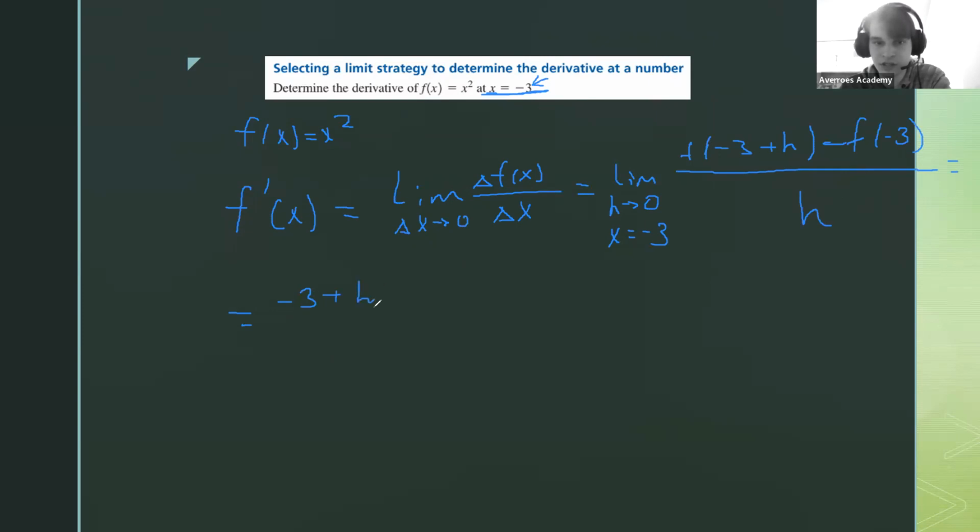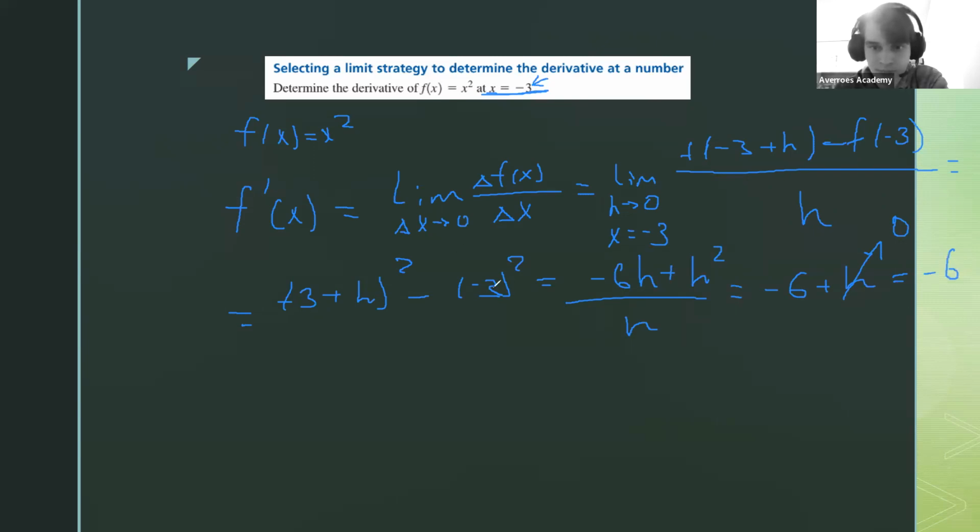minus 3 plus h squared, subtract minus 3 squared. We already know that we're going to simplify it, so it's just going to be minus 6h plus h squared, divided by h. Simplifying it and getting minus 6 plus h, h travels to 0. So it means that the derivative at point x equals minus 3 would be equal how much? Yusuf, Alan?